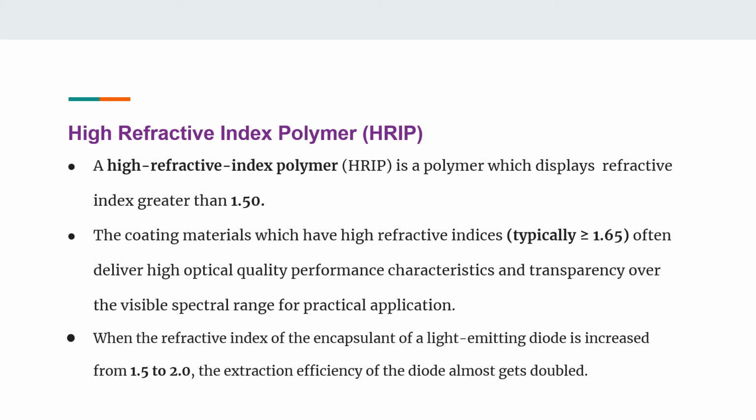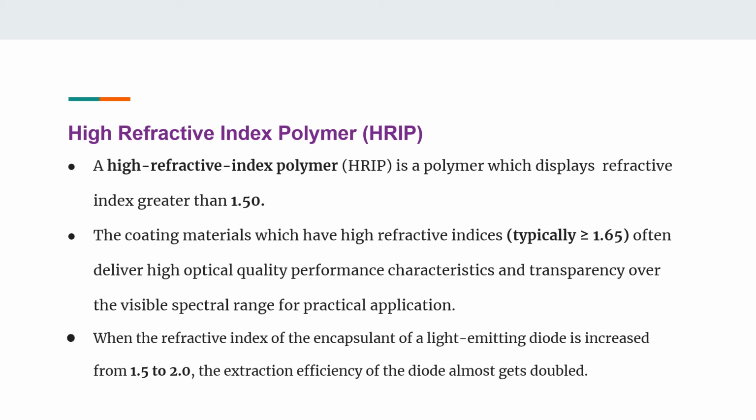Now we are going to talk about the high refractive index polymer. In short, we can say it as HRIP. So what is a high refractive index polymer? It is a polymer which displays a refractive index greater than 1.50. The coating materials which have high refractive indices, typically greater than or equal to 1.65, often deliver high optical quality performance characteristics and transparency over the visible spectral range for practical application.